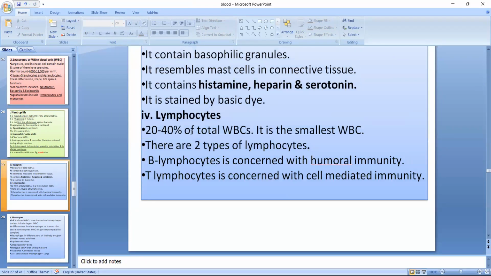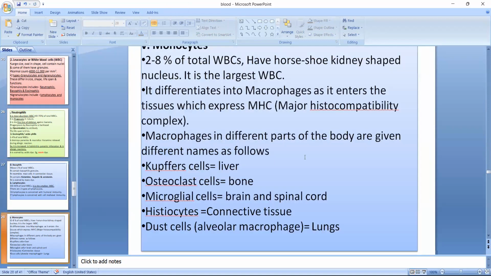Lymphocytes occupy about 20 to 40% of total WBCs. It is the smallest WBC. You can remember this. There are two types of lymphocytes, B lymphocytes and T lymphocytes. B lymphocytes participate in humoral immunity, and T lymphocytes participate in cell-mediated immunity. We have already discussed many types in immunology.